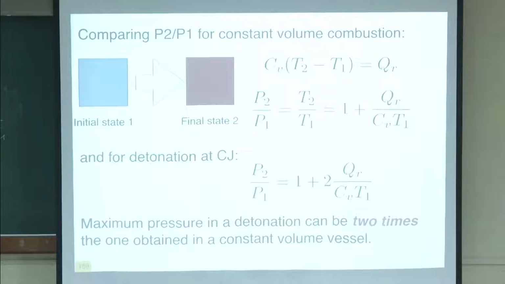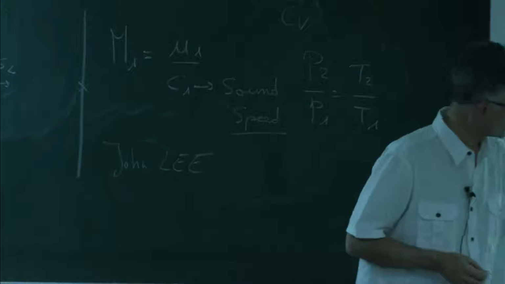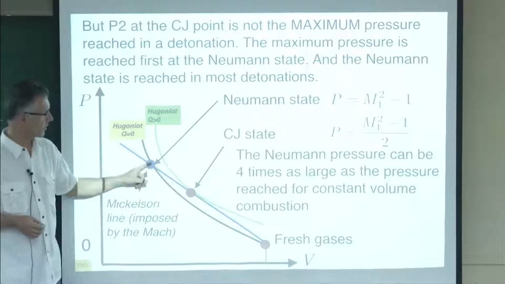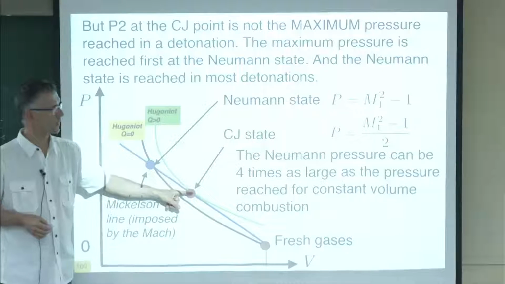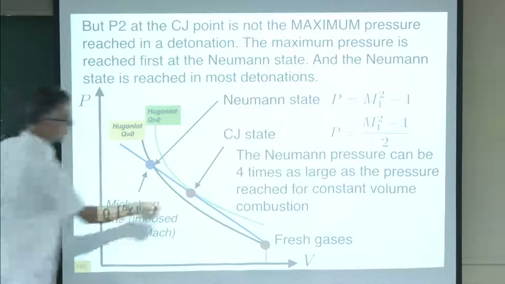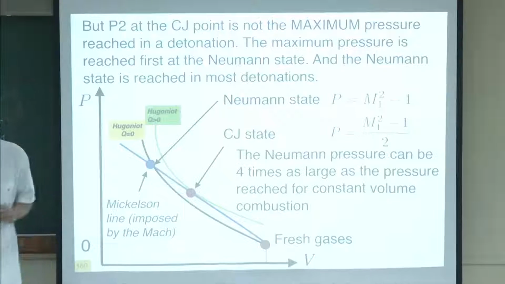But that's not the end of the story, because in a detonation, the maximum pressure is not the pressure at the CJ point. The maximum pressure is reached at the shocked state. And this pressure here is 2 times more than this one. And if you plug the numbers here, it means that before you go to this point, you will go through that point. And this point has a very high pressure.